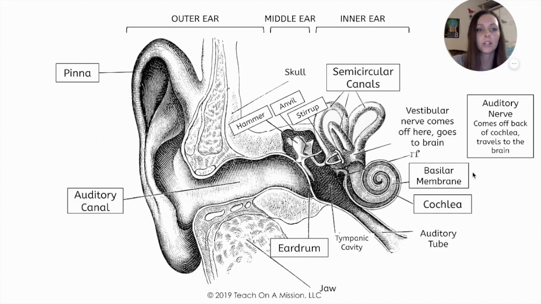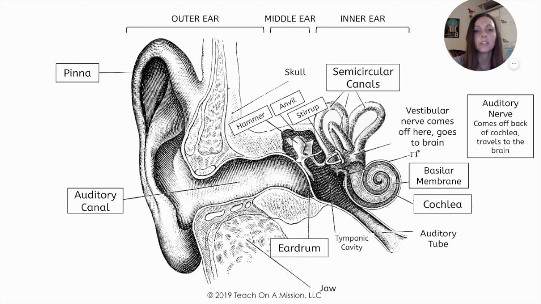And that information is going to get sent to your auditory nerve, which is off the back of the cochlea, that travels to the brain. The auditory nerve sends it to the thalamus and then the auditory cortex. So we're going to draw this, and when we draw it together, it's going to look probably a little less intense.